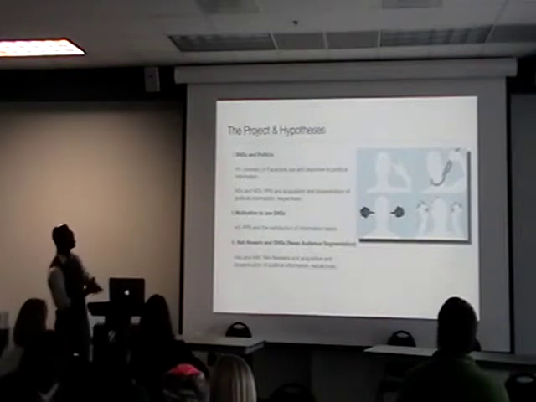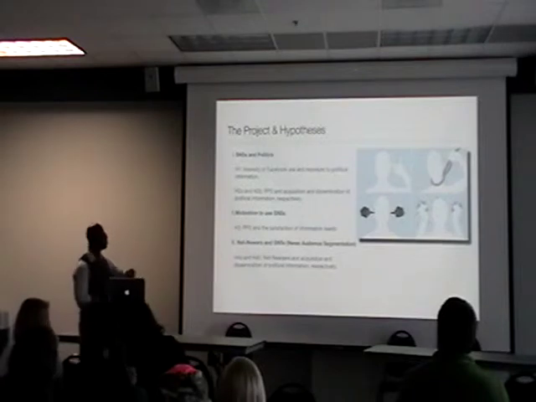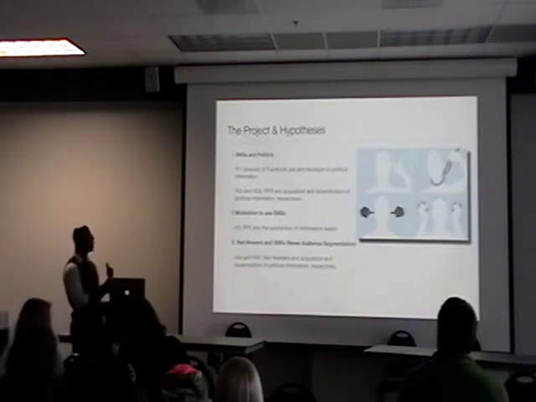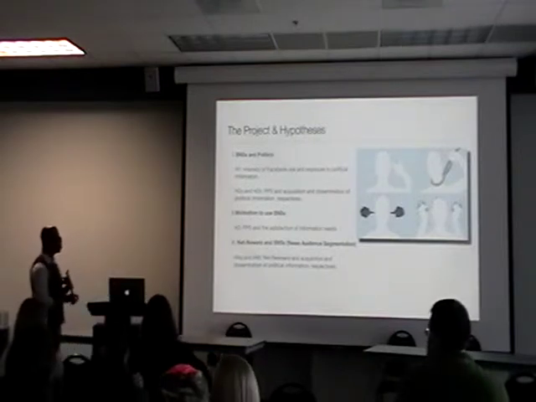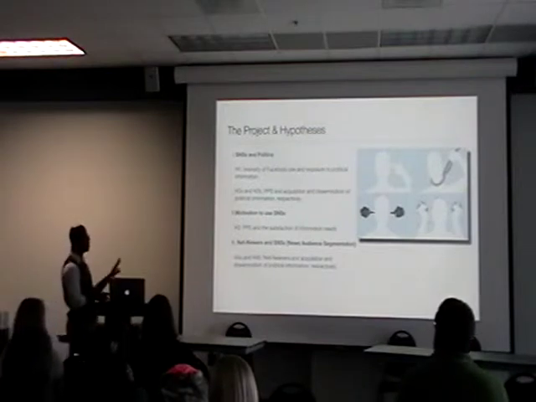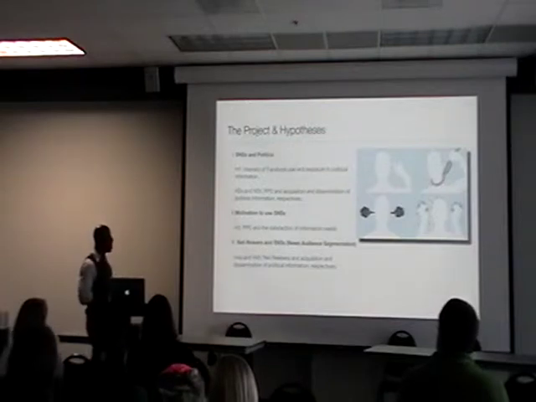And up here we have hypotheses for each area and what they concern. So intensity of Facebook use and exposure to political information for hypothesis 1. 2A and 2B concern PPS and dissemination and acquisition of political info. Motivations to use social network sites, we have PPS and the satisfaction of information needs. And lastly, for hypothesis 4A and B, we have net users that particularly use audience segmentation and how they acquire and disseminate political information.